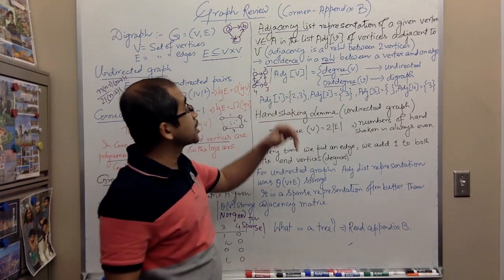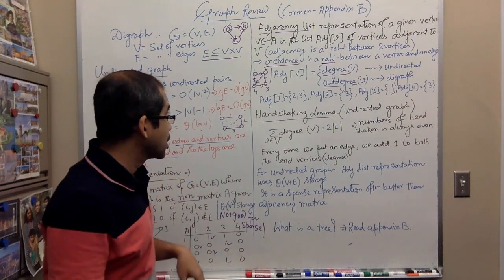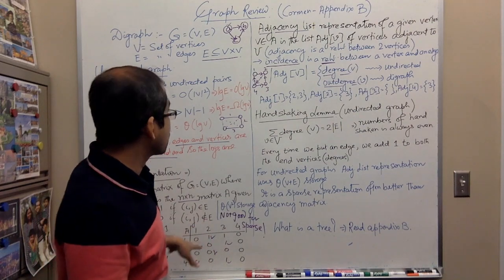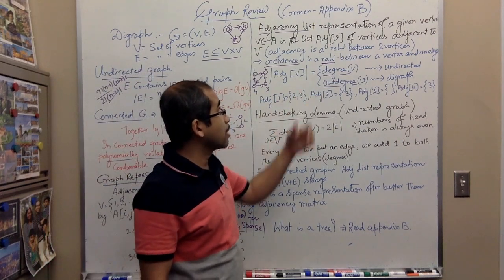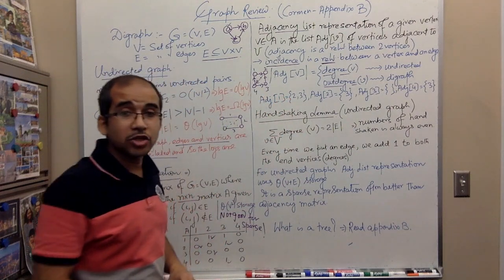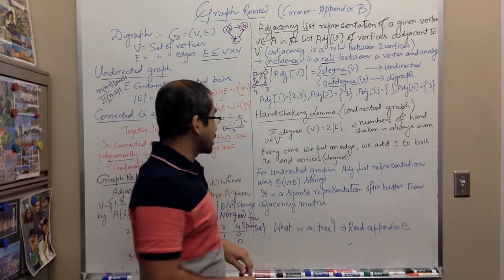Now this representation is a good representation for both a sparse and a dense graph, but for a very dense graph it's better to go by this one. But if it's a very sparse graph or a generally sparse graph, it will save a lot of space if we go for adjacency list representation. Now you see there is another thing which is called handshaking lemma.